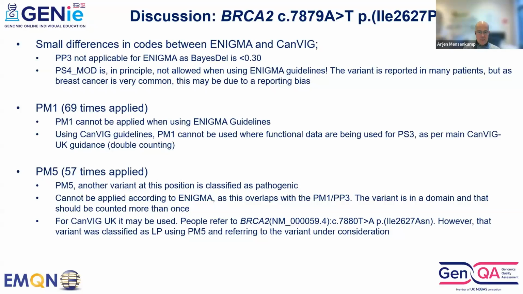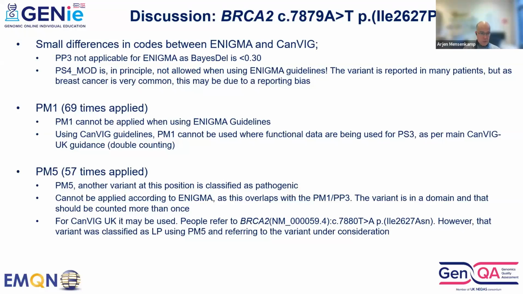And that is based on the fact that, as it is reported in many patients, but as breast cancer is very common, this may be due to a reporting bias. You have to have a proper controls data set to apply PS4. PM1 was applied 69 times, and that cannot be applied at all using the Enigma guidelines. That is part of the domain in which the variant is. It is incorporated in the domain.